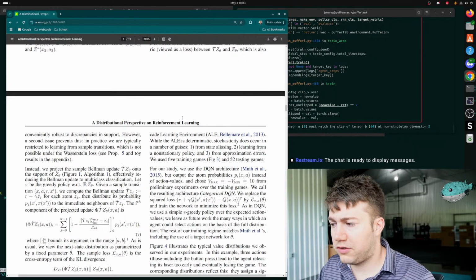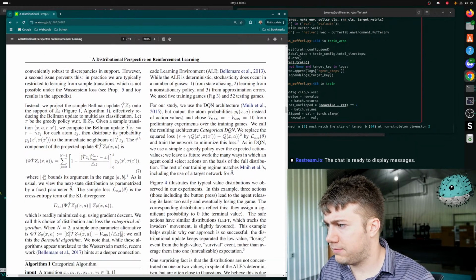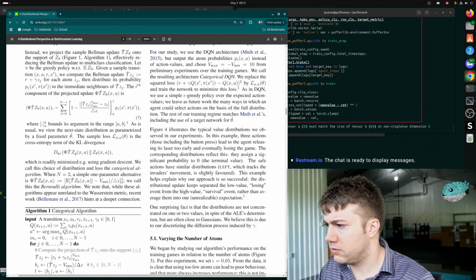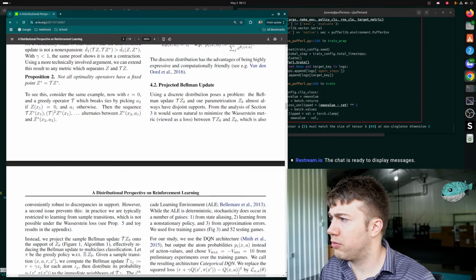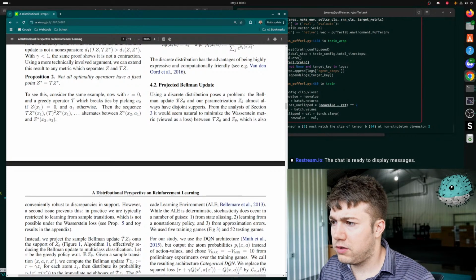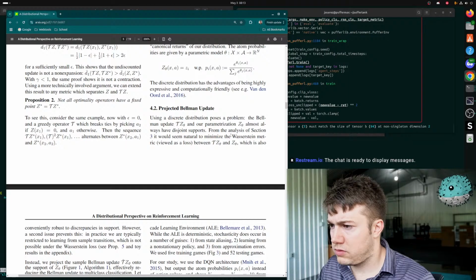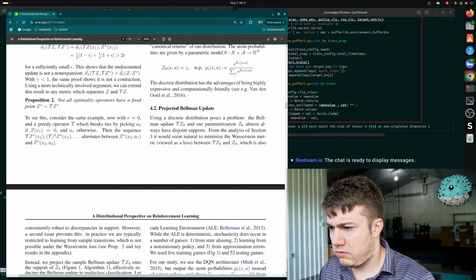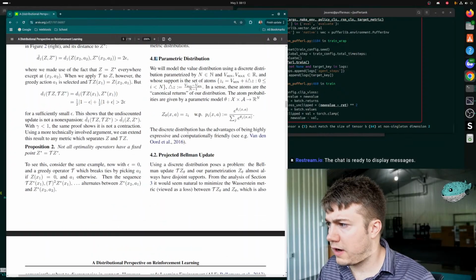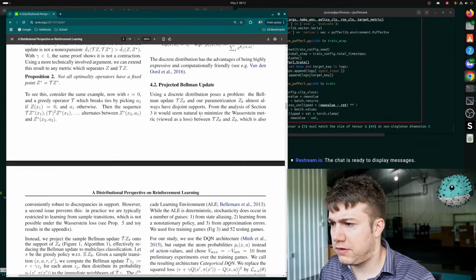Now, how do they actually sample this thing? I'd like to know. Okay, using a discrete distribution poses a problem. The Bellman update and our parameterization almost always have disjoint supports. Okay, I haven't seen enough of their math for that, but we'll come back to this.